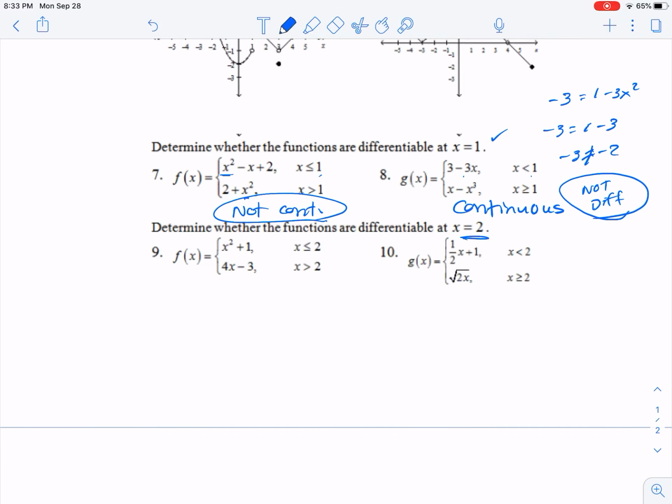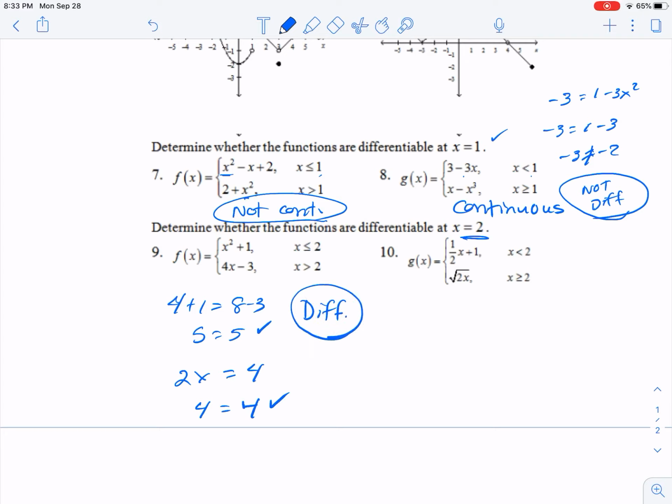Same thing, differentiable at 2. You plug in 2, you get 4 plus 1 equals 8 minus 3. 5 equals 5. Yes. Derivatives, 2x equals 4. You plug in 2 and you get 4 equals 4. Yes, so it's differentiable. Use the whole words, I'm being lazy.